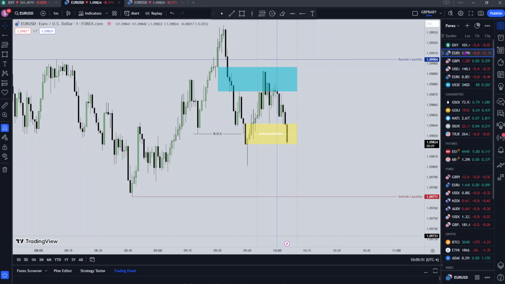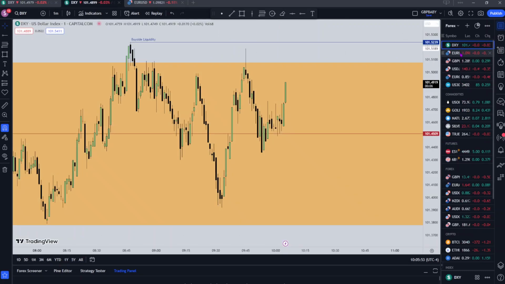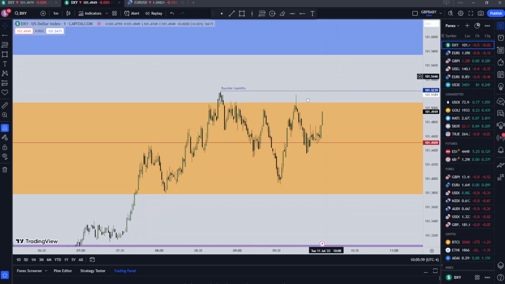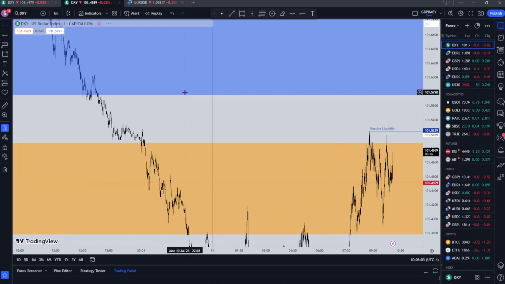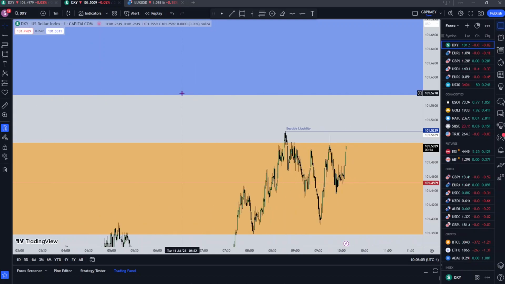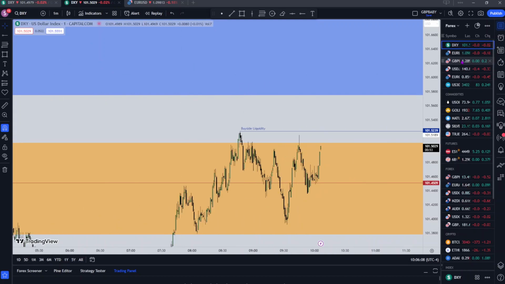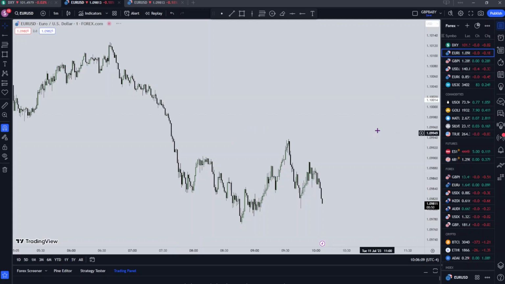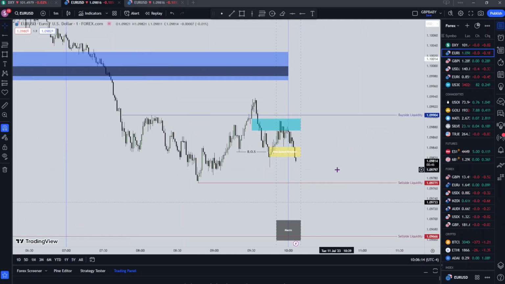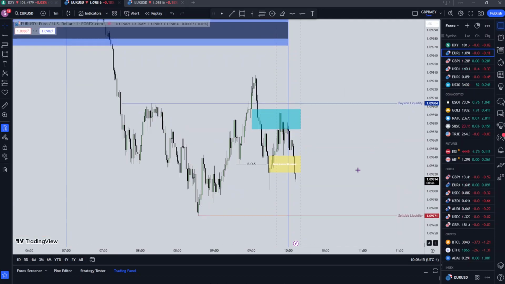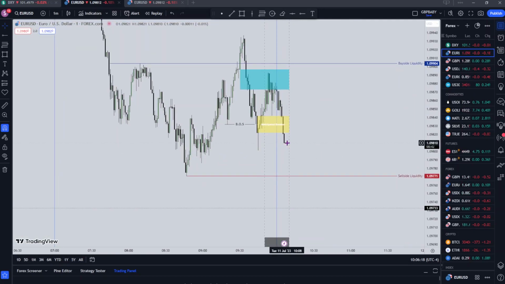These macros are crazy, man. Crazy, crazy. So as soon as this buy side gets taken, I'm going to take off 50% of my position. I am anticipating Dixie to trade up into this area up here. I want to see this low get taken out, and I've got 50% of my position there.